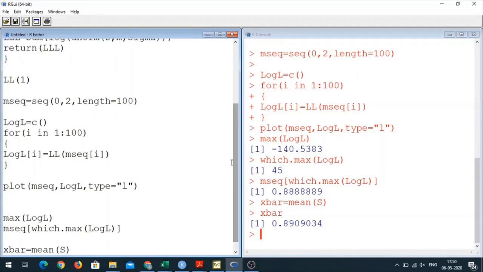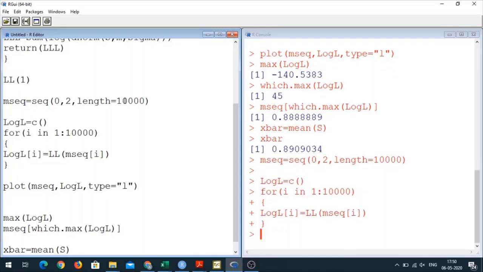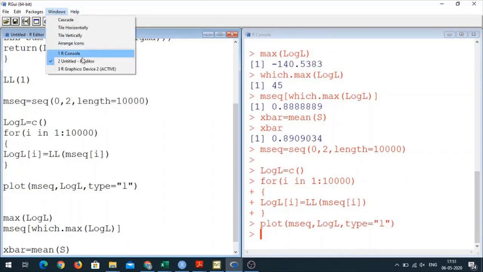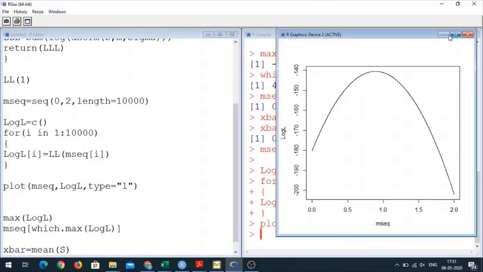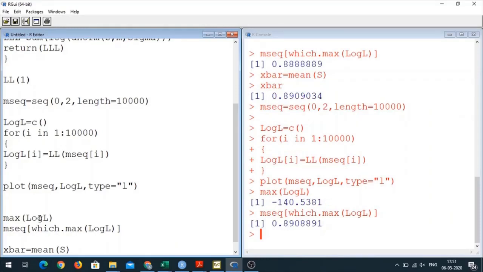Can you guess? See, the thing is, we are not trying every possible value between 0 to 2. We are trying in a graph only 100 values between 0 to 2. So instead of 100, if I try many more values, let's say 10,000, then let us see what happens. Of course, the code takes slightly longer to run. The graph, I don't think there would be much change, because anyway it was a continuous function. See, now we are more close, 8908, 8909. So up to the third decimal we are matching.